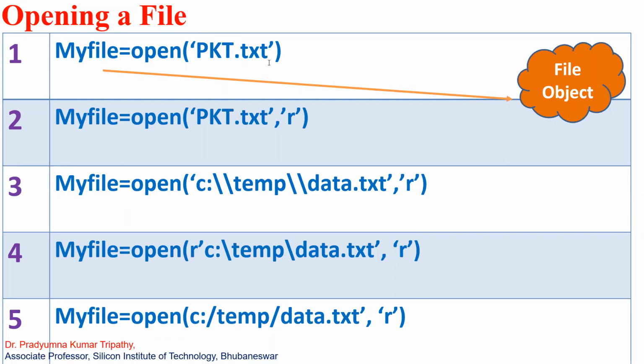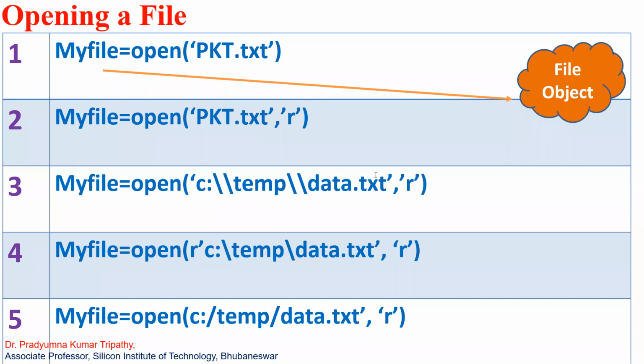So this file name, I am not giving an access mode. So what is the default access mode? Read. Read, sir. Correct. So that means the pkt.txt file will be open for reading. Default is read mode. So the same I may write like this: my file equals to open pkt.txt, comma, r for reading. So these two are same actually. Either if you do not mention the access mode, by default it is read.